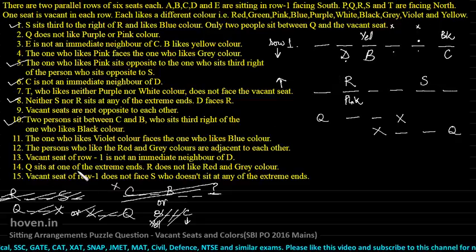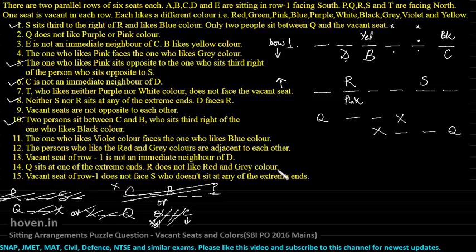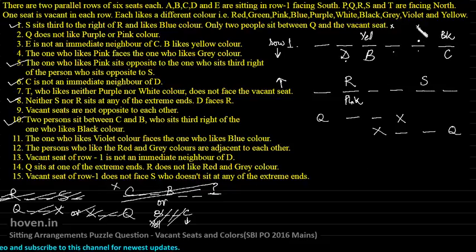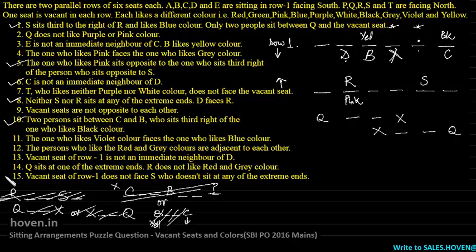Q sits at one of the extreme ends. R does not like red and gray color. R doesn't like red and gray color. We can't do anything about it right now because he likes pink is already known to us. Vacant seat of row 1 does not face S. So this vacant seat cannot come opposite to S. This means vacant seat will have to come at this position, which is finalized. Remove this, remove this. So my 15th is already consumed.